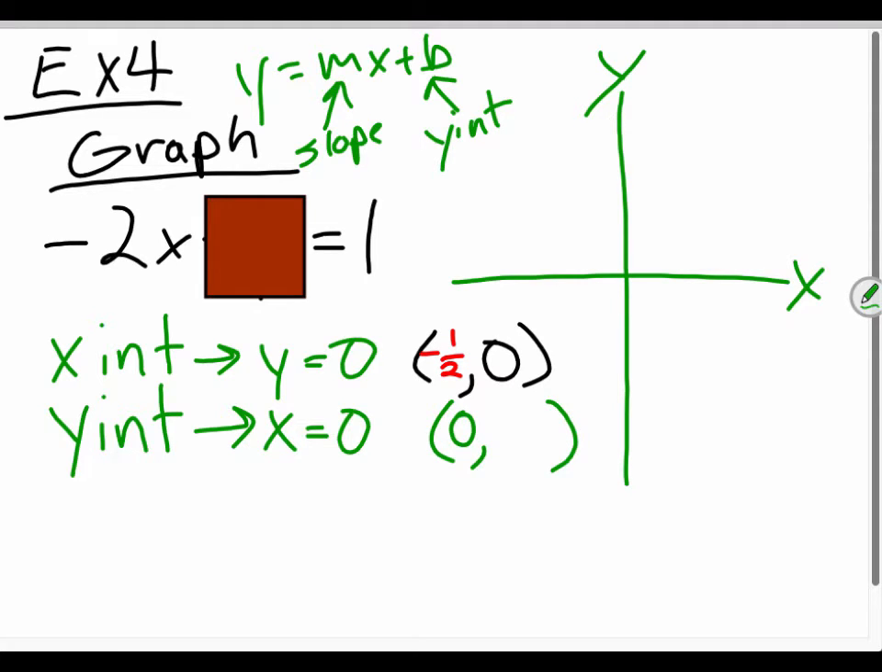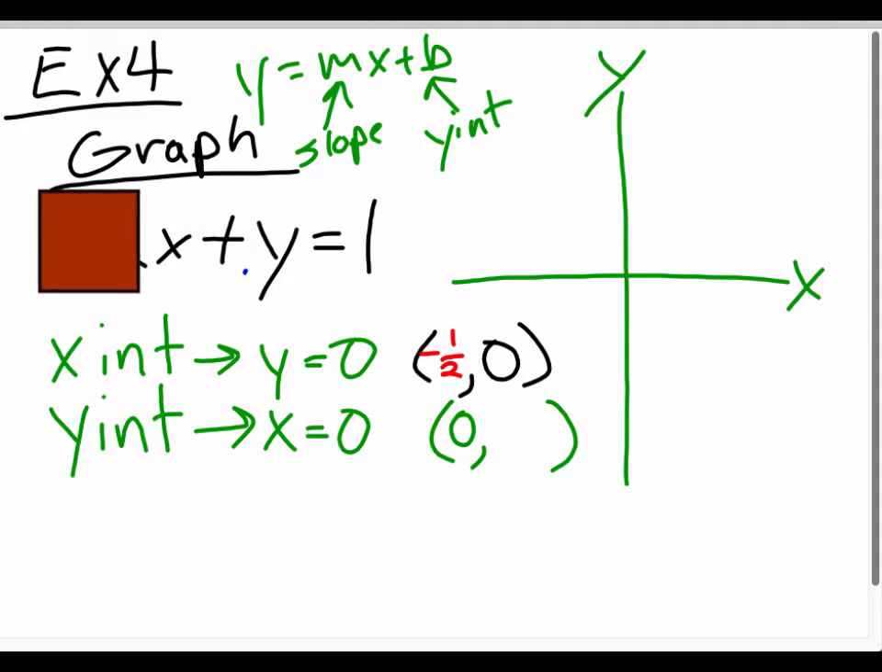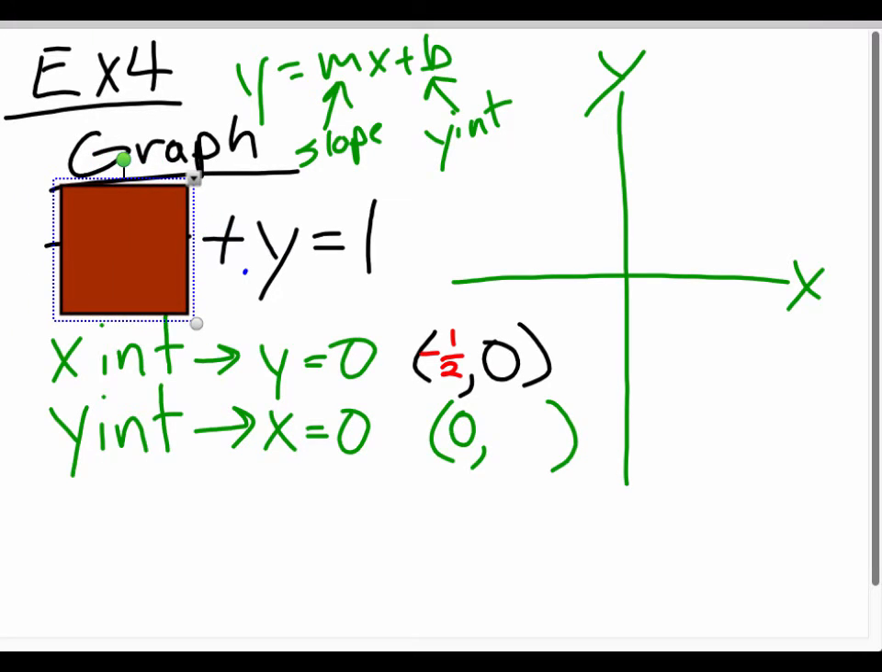Now, to find the y-intercept, I just set x equal to 0. So when I go to set x equal to 0, this whole term goes away, right? Because negative 2 times 0 is equal to 0, so I'm left with y equals what? 1. So now this is pretty easy.